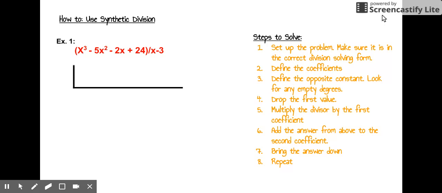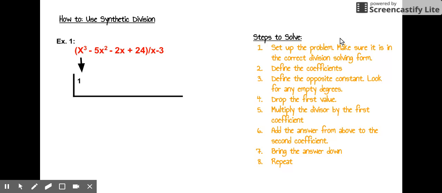Now we have a sideways, backwards L sort of thing, and that's our synthetic division table that we're going to be using. The first step is to define the coefficients. We have x cubed, and the coefficient of that is 1, so we bring the 1 down. Then we have -5x squared. The coefficient of that is -5 because there's a minus sign, so we bring that down with it to keep the value negative. Then we have -2, and then we have 24.